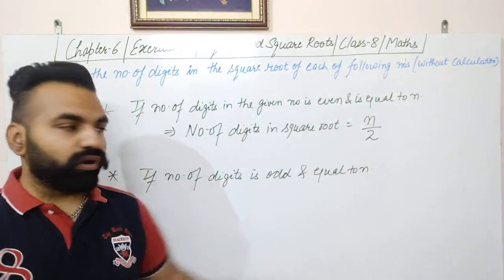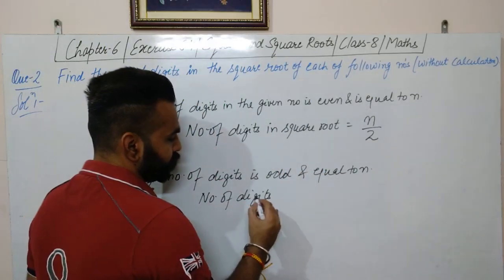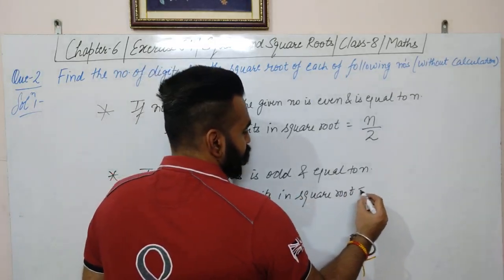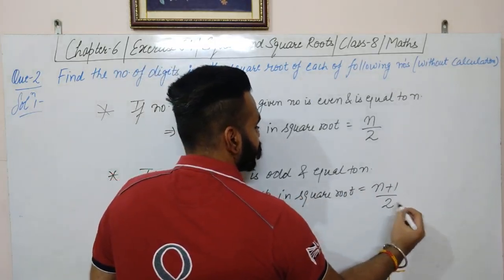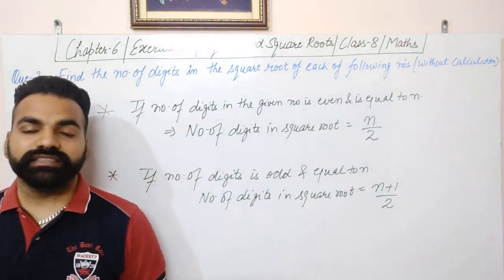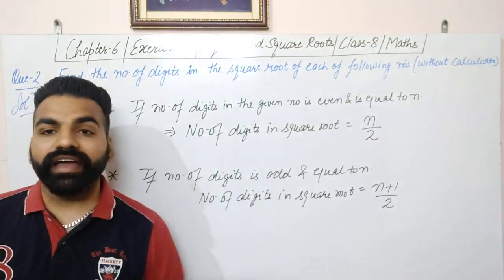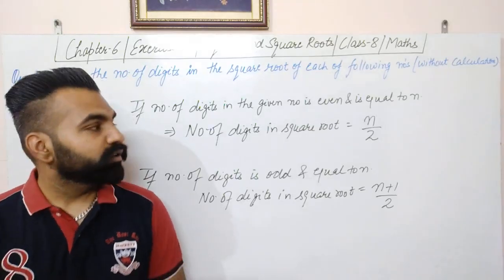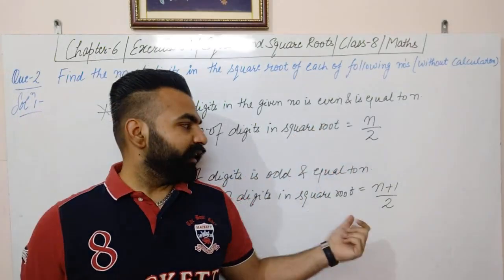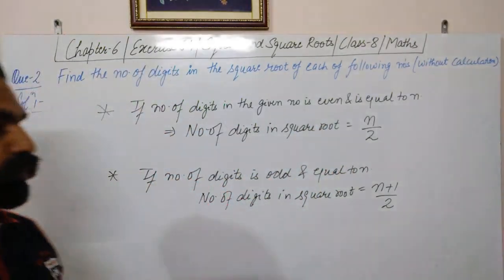If n is odd, then the number of digits in the square root is equal to (n plus 1) by 2. So by using this result, we can directly find the number of digits in the square root of any given perfect square number. So if n is even, the number of digits in the square root will be n by 2, and if n is odd, then the number of digits will be (n plus 1) by 2.